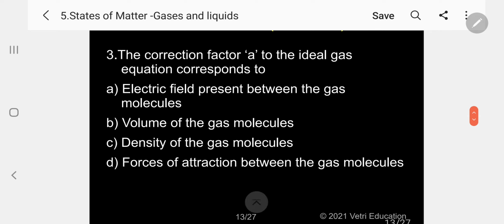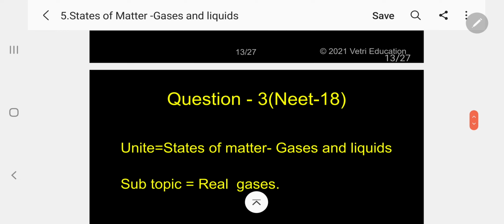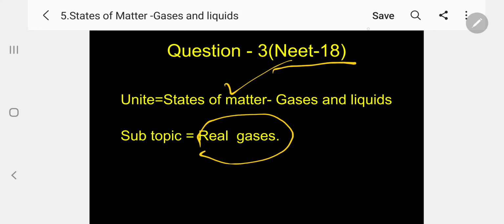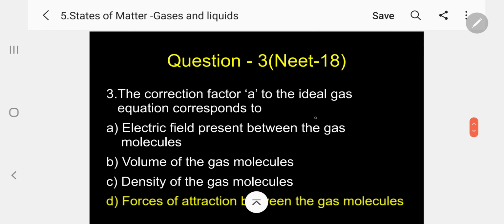The third question, kindly follow. The correction factor A to the ideal gas equation corresponds to: A, electric field present between the gas molecules; B, volume of the gas molecule; C, density of the gas molecule; D, forces of attraction between gas molecules. Kindly follow. Again, this question is asked in NEET 18. Unit, states of matter, gases and liquids, but coming under real gases, van der Waals gas. So very simple this is.